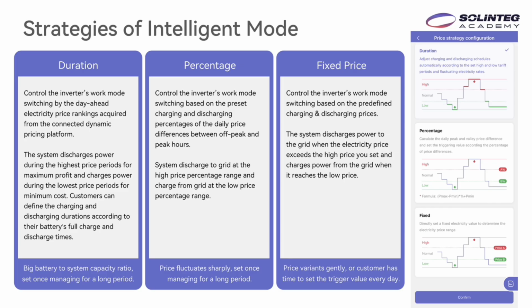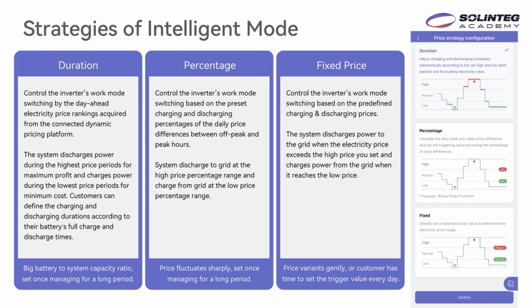The second strategy is about the percentage. Well, this strategy means that users can decide which part of the price today is a high price and which part of the price today is a low price by setting the percentage of the price difference. And let's explain how this strategy works.